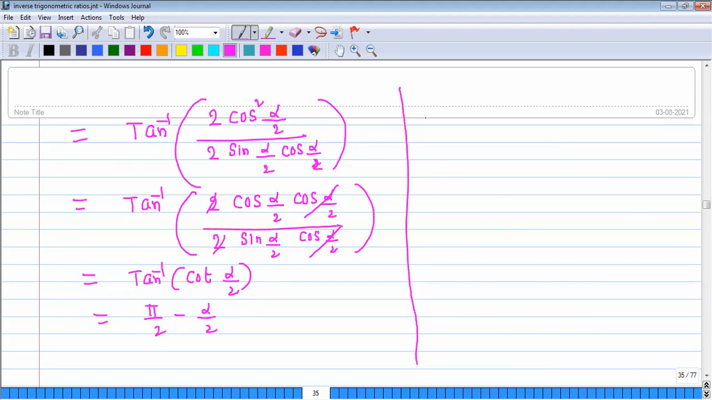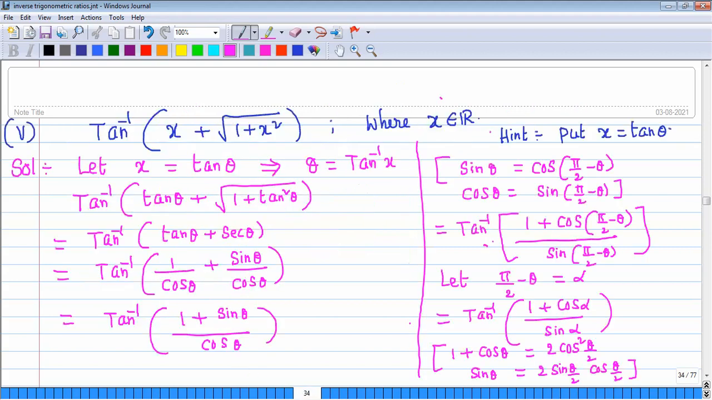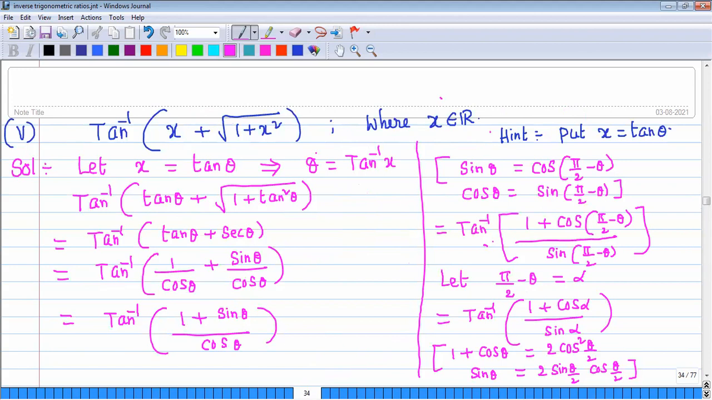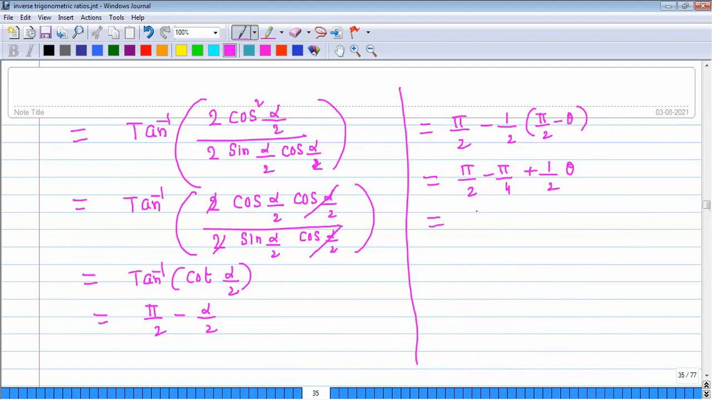So this equals pi by 2 minus half times alpha. What is alpha? Go back. Alpha is pi by 2 minus theta. Once again multiply: pi by 2 minus pi by 4, minus into minus plus half times theta. What is theta? Theta is equal to tan inverse x. So pi by 4 plus 1 by 2 tan inverse x. This is the answer.